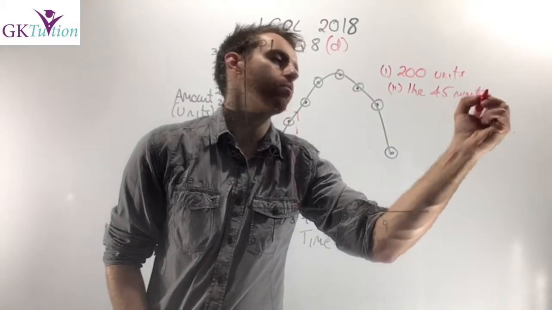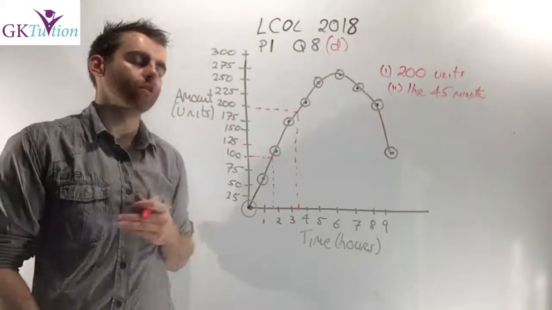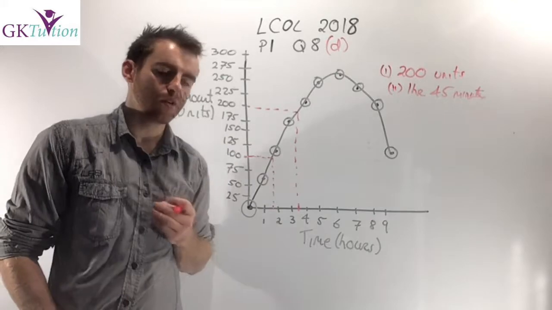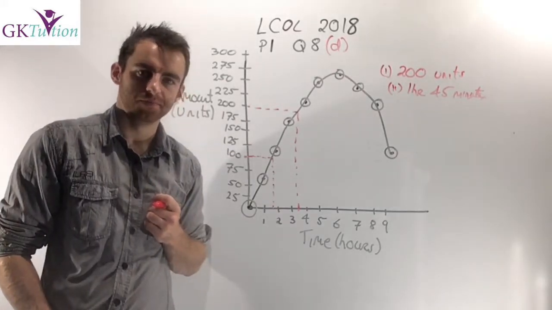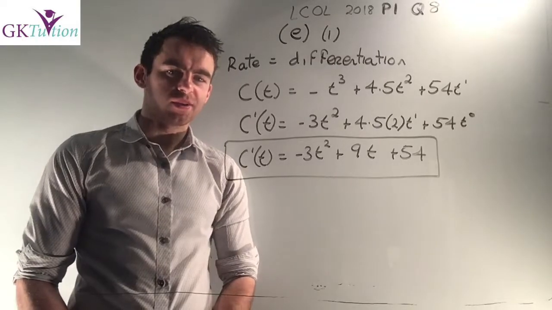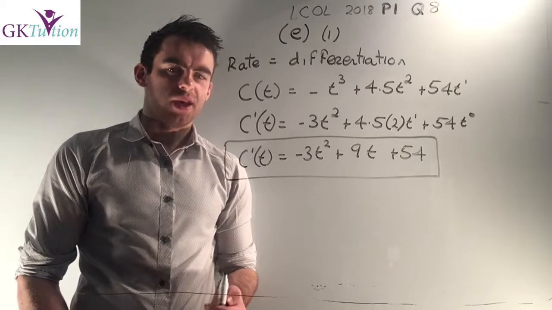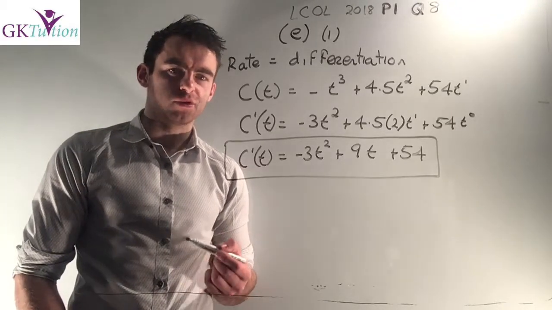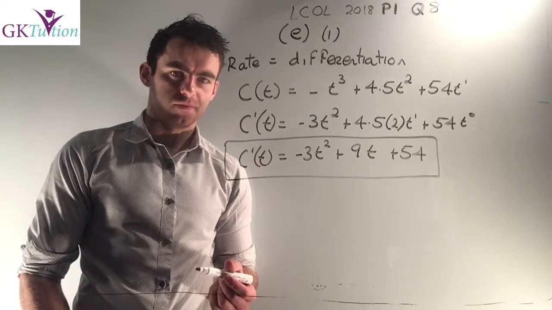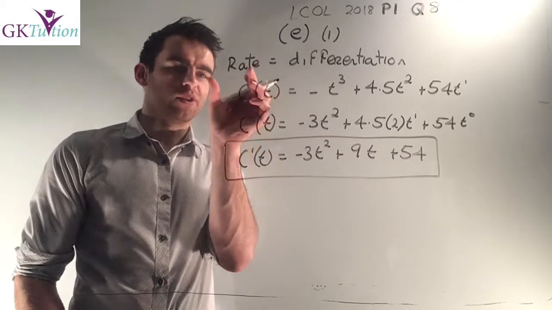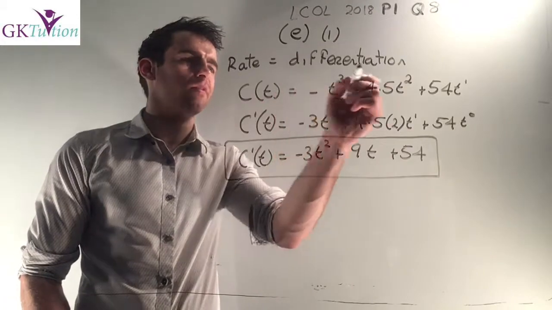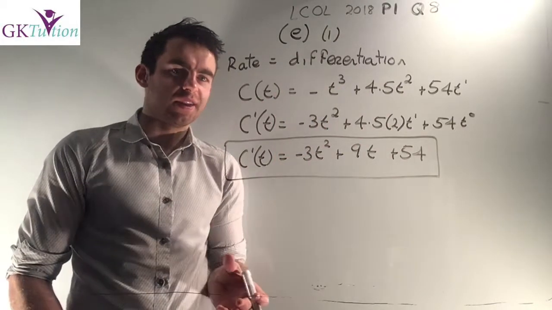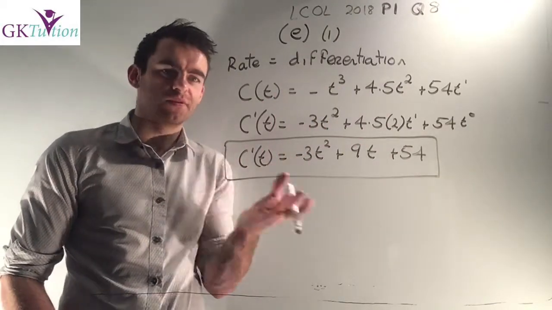So based on your graph, it should have been 200 units for D part 1 and 1 hour and 45 minutes for D part 2. Okay, the rest of this question is all to do with the theory. In E part 1, it asks me to work out the rate at which the amount of drug in the blood is changing. The rate at which one thing changes relative to another is differentiation. So basically this is just a jazzy way of asking you to differentiate.